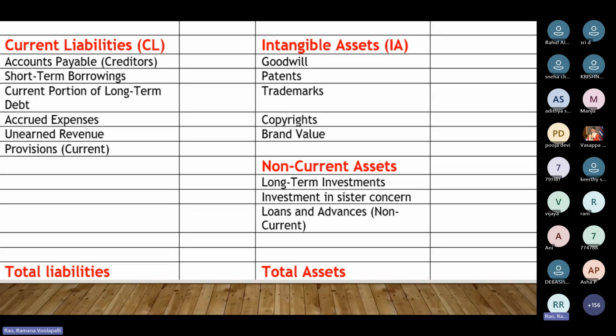Then accrued expenses, unearned revenue, provisions. All provisions are by default current liability. Tagline for balance sheet: all provisions are current liability because they are made for a year, and all reserves are equities. All reserves will go to equities, means net worth. Okay, so these are certain.